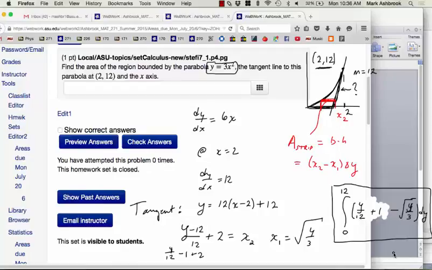Did I make a mistake, or is that right? That's right. Matthew? How'd you get to the square root of y over 3? It's this x2 minus x1, and x1 is this curve with x in terms of y. So I'm just solving for x here. X is going to be the square root of y over 3. That's a y, not a 4.